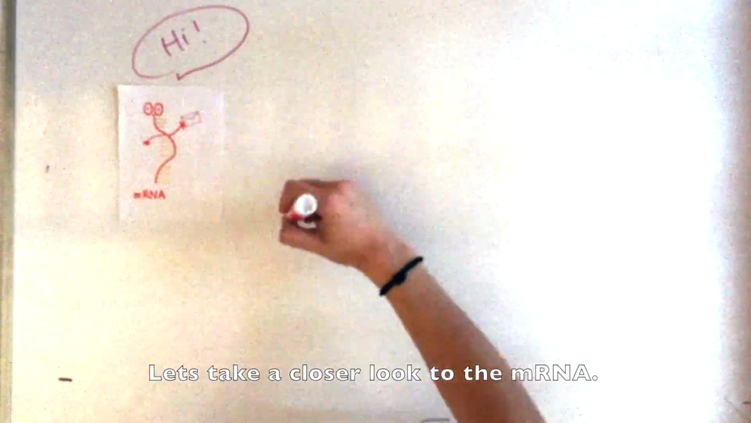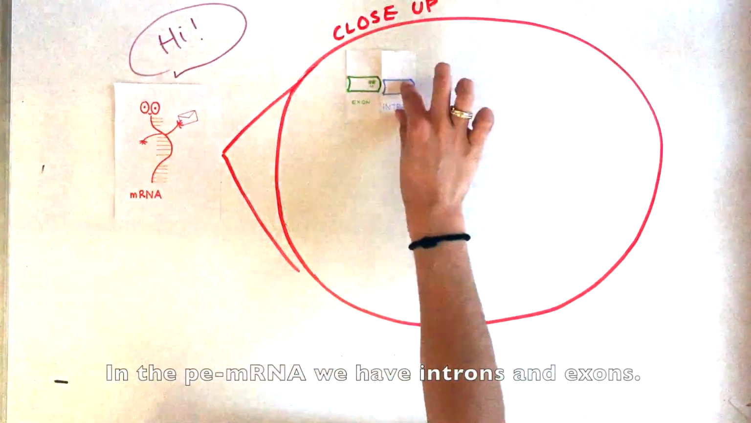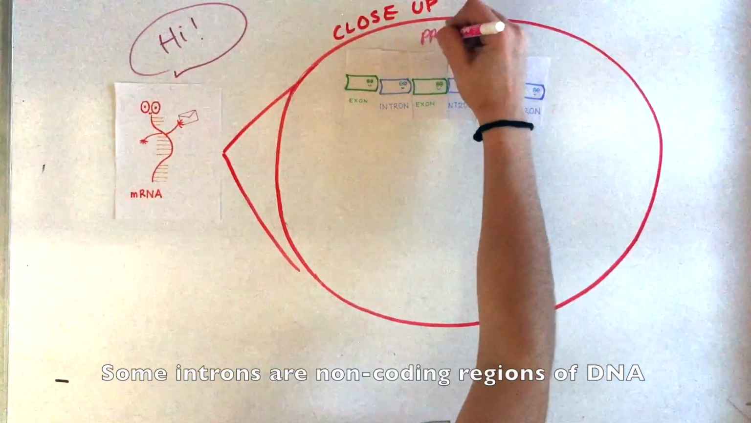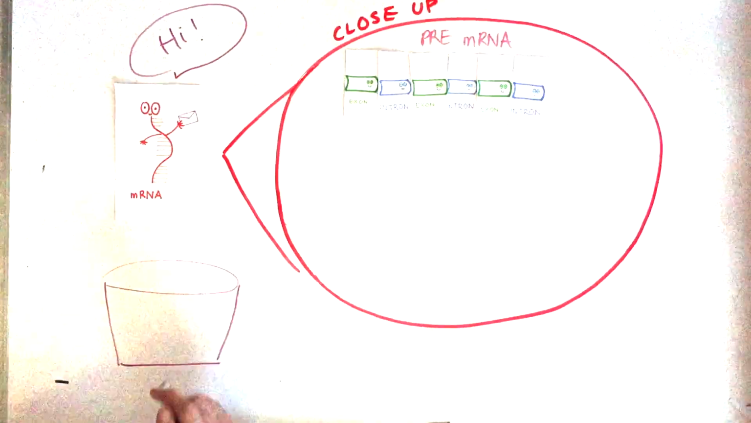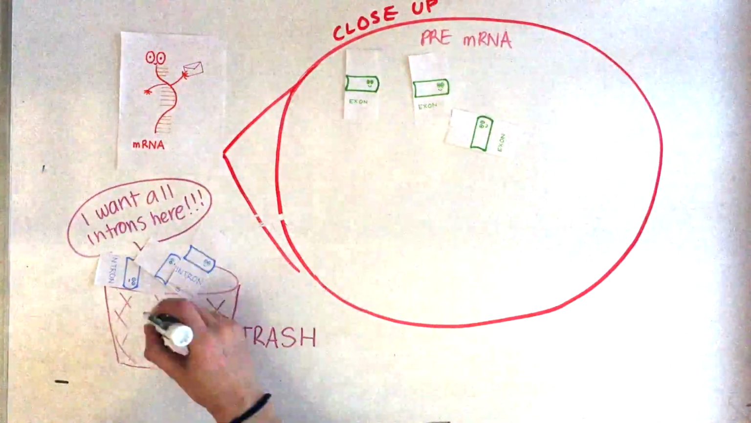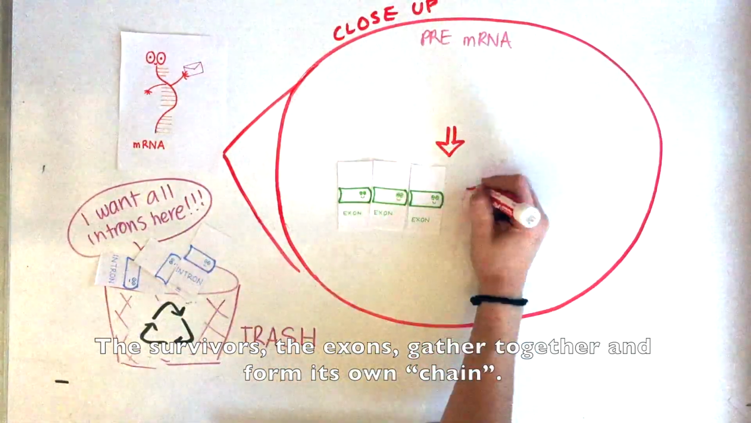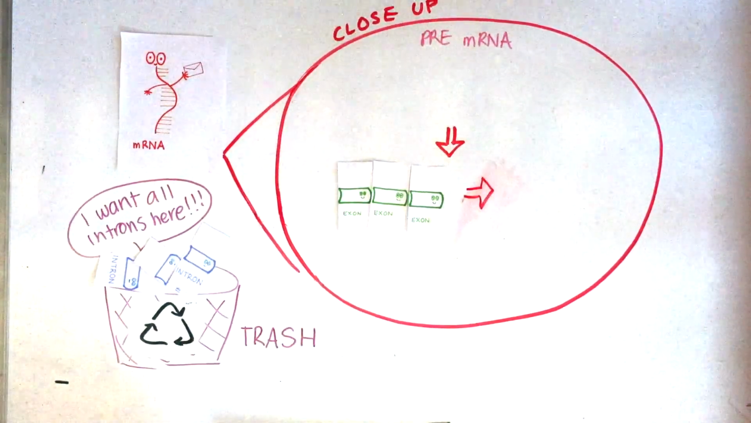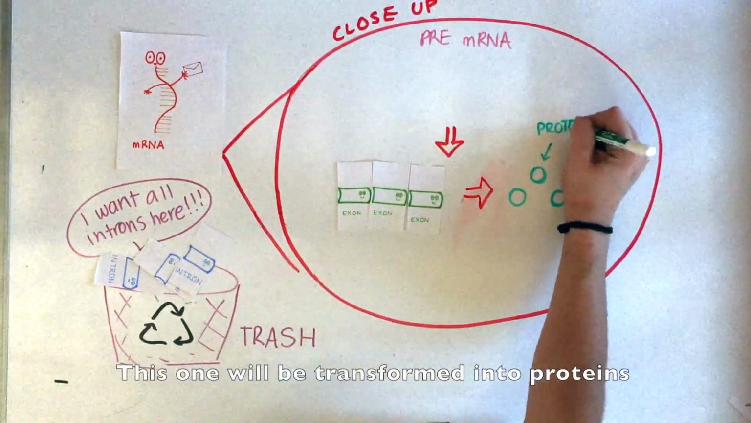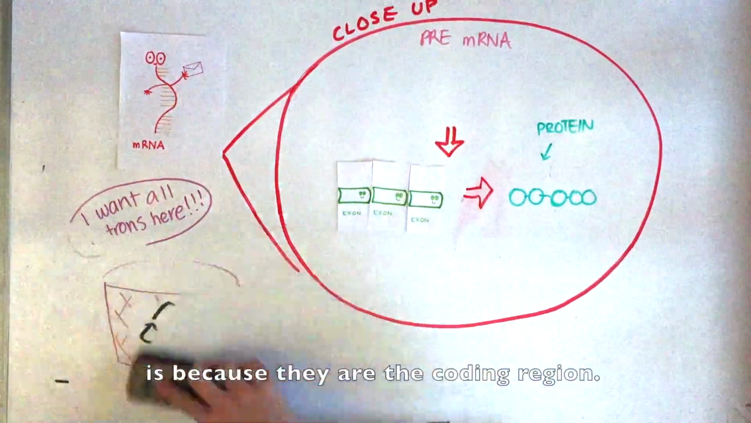Let's take a closer look at the mRNA. In the pre-mRNA, we have introns and exons. Some introns are non-coding regions of DNA. They are rubbish. They'll be recycled later. The survivors, the exons, gather together and form their own chain. This one will be transformed into proteins. Yay! The reason why they aren't thrown to the trash is because they are the coding region.